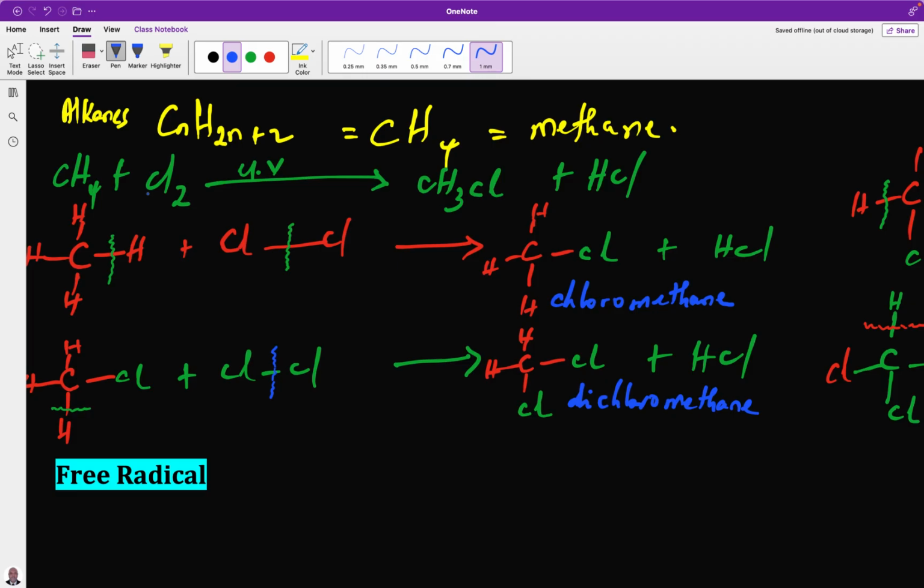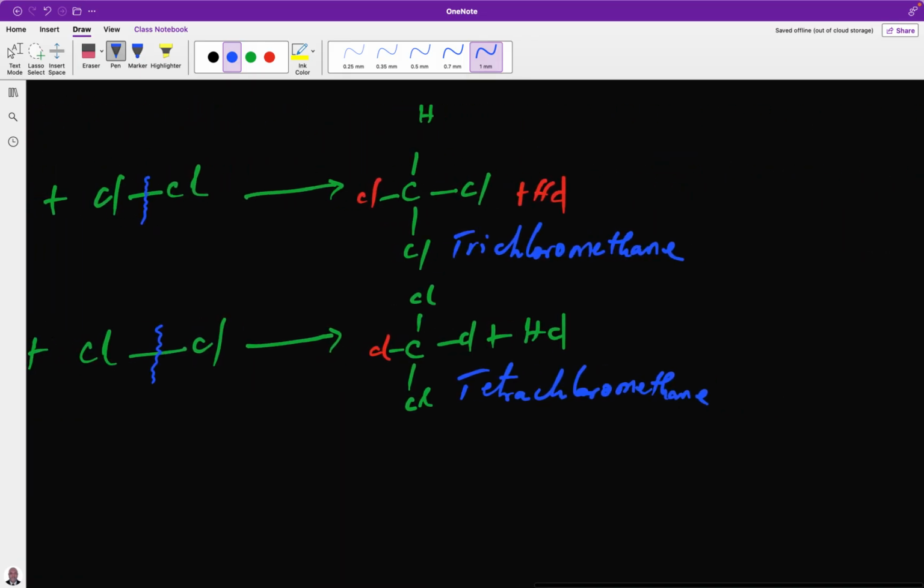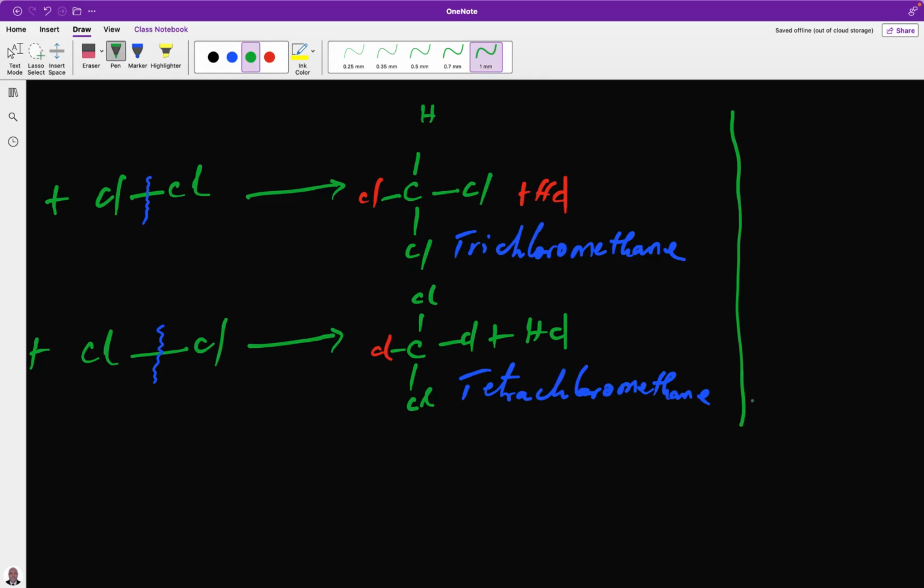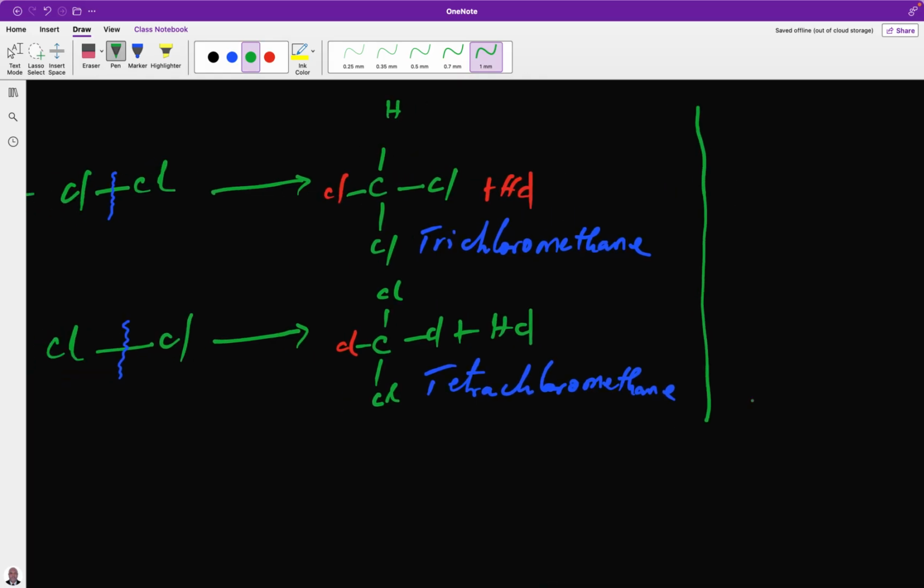The same procedure goes with ethane. If you go to ethane, you will have the same procedure. For example, if I was to use ethane here, this is what you will see in ethane. The ethane molecule will be C2H6, then plus chlorine molecule.